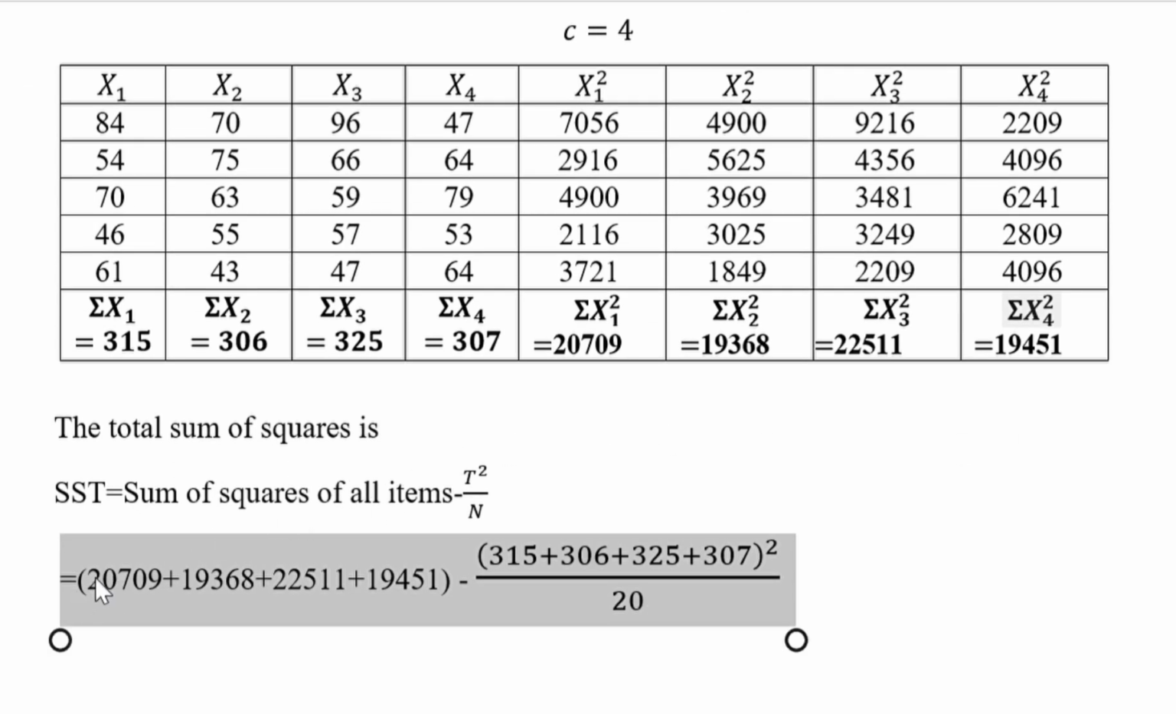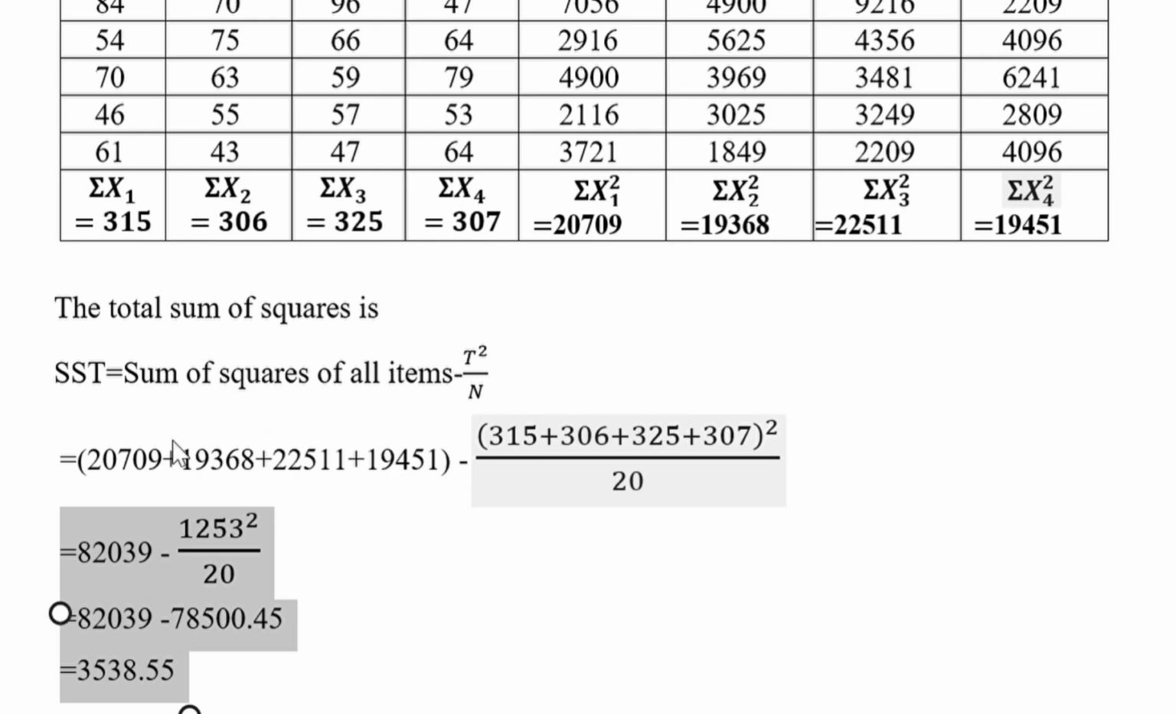You can see we have 27,9, 19,368, 22,511, and 19,451 minus T squared, the grand total squared, which means you take these totals here, you add them. We have 315, 306, 325, and 307. Add them. It is their sum that you will have to square. So you get the total first before you square, and then divide by 20. When you do that, you will get this one simplifying to 82039 for this sum, minus, when you simplify this, you get 1253 squared over 20.